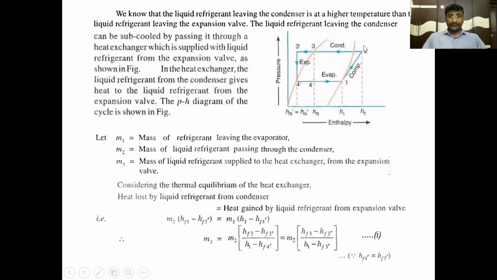The liquid refrigerant leaving the condenser at this point can be subcooled by passing it through a heat exchanger, which is supplied with the liquid refrigerant from the expansion valve. In the heat exchanger, the liquid refrigerant from the condenser gives the heat to the liquid refrigerant from the expansion valve. The pH diagram of the cycle is shown in this. Clear?